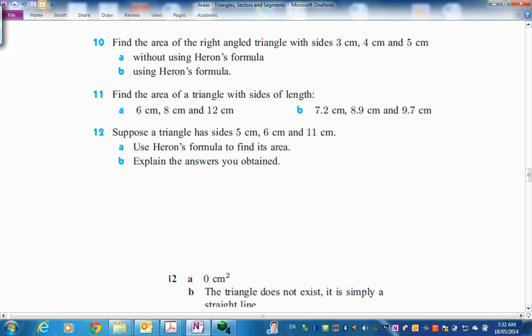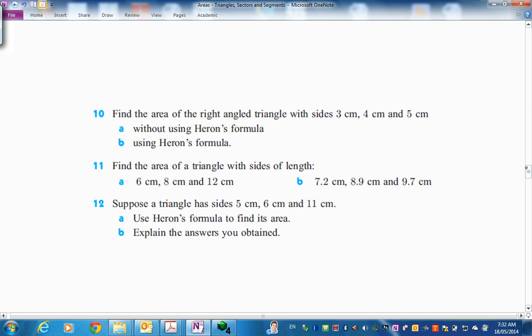Find the area of the right angle triangle. I've shown you the answer here. No, that's not good, so maybe just come up here. Find the area of the right angle triangle, those sides, without using Heron's formula and using Heron's formula, and see what you come up with. How are you going to work it out without Heron's formula? That'll be an interesting one.